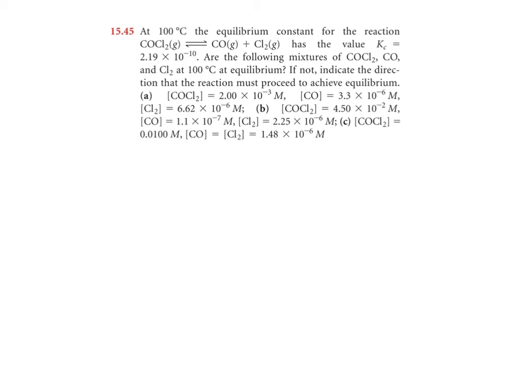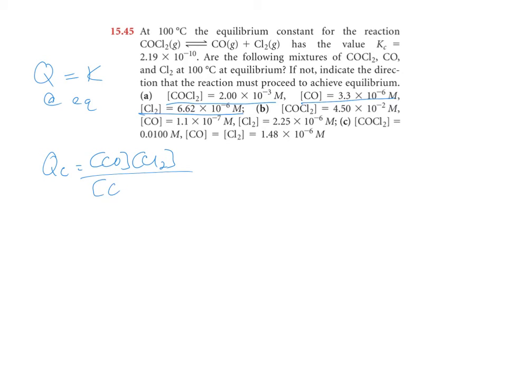Okay, so for A, we're looking at 3 concentrations. And we want to plug these into our reaction quotient to see if they equal K, which is your constant at equilibrium. So we're looking to see if Q equals K. If not, then we're not at equilibrium. If it does, then we are at equilibrium. So we're dealing with concentration, so we use Q sub C here. It's going to be my concentration of products over my concentration of my reactant.